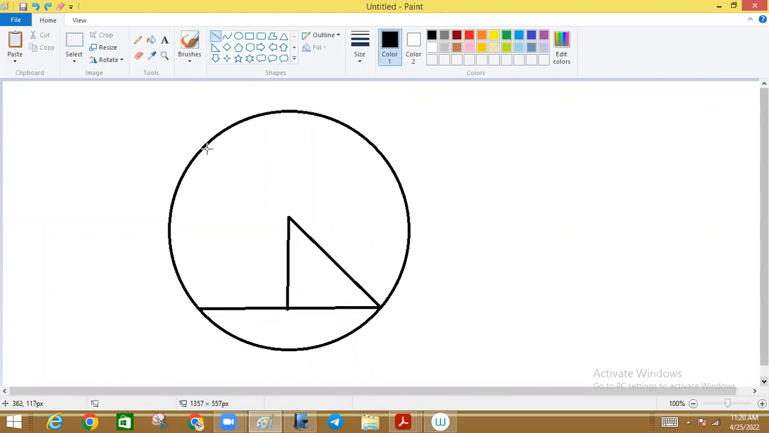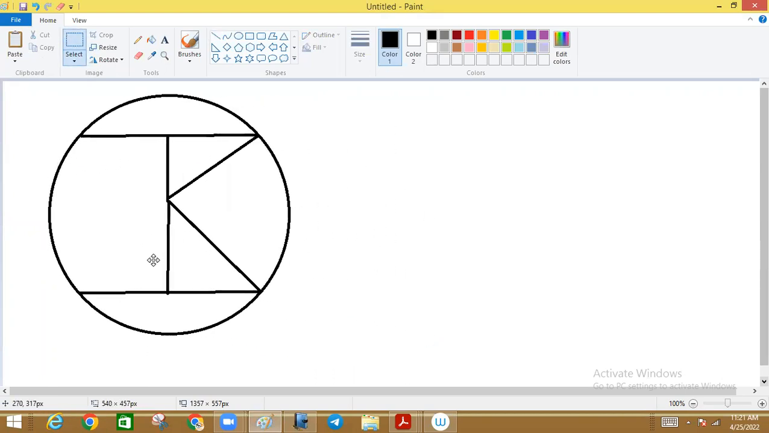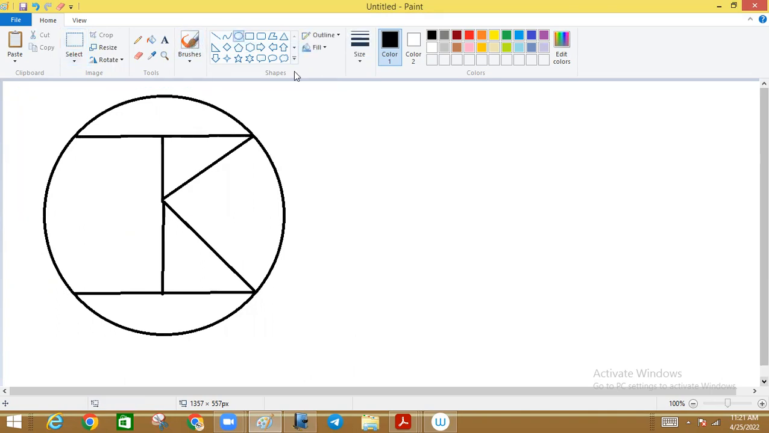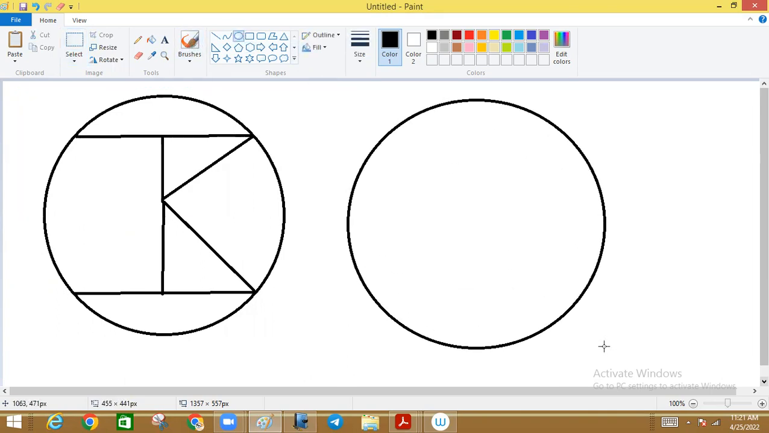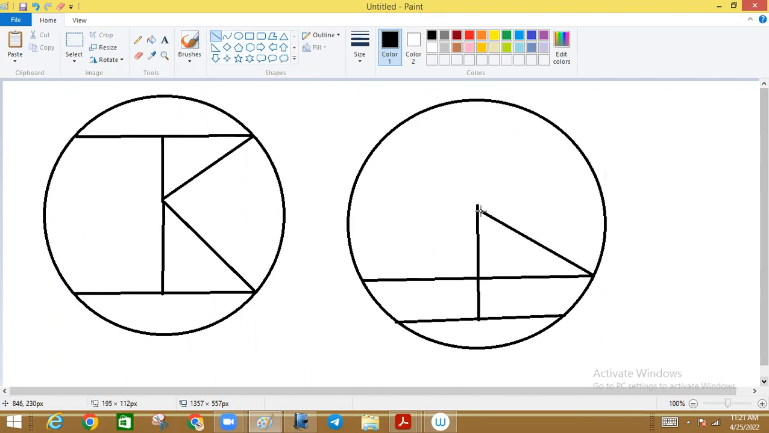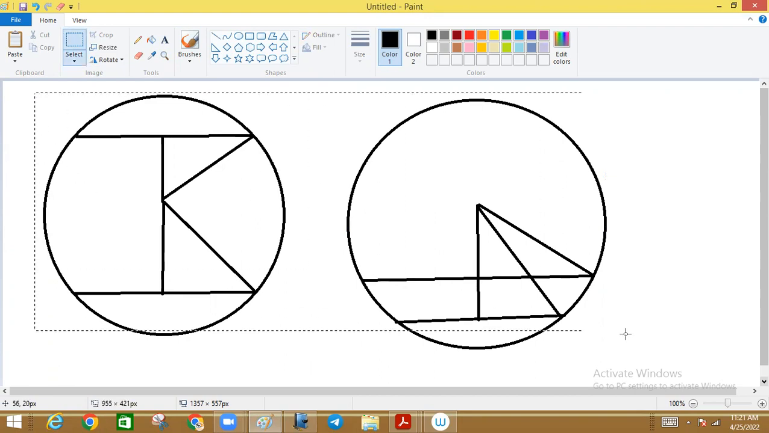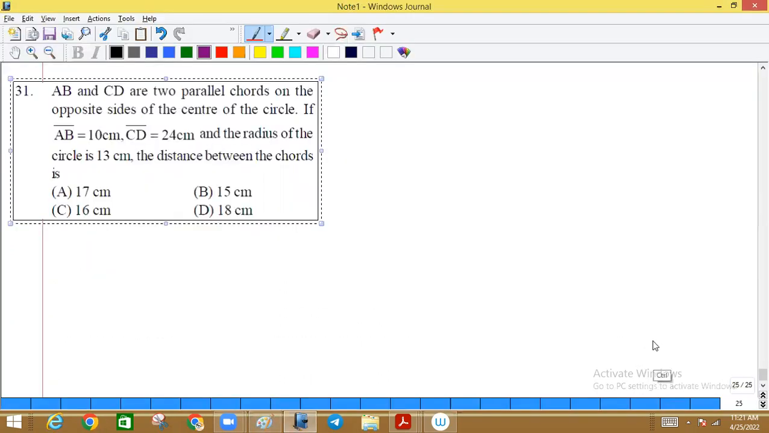Is given. I'm taking another side like this. This is the opposite side. Suppose if it is the same side, how does it appear? It appears like this. One chord here, another chord here. Distance between center to the two chords. The radius, the radius. Everything has to deal with Pythagoras rule only.